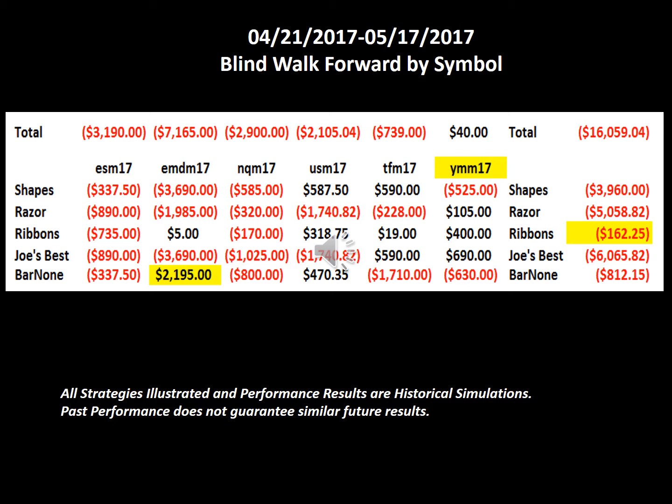Here's a new table that kind of shows you the whole results. You can see that the best commodity this month with my stuff has been the mini Dow. That's the one I trade with razor, and the best individual trader was the bar none on the mid cap, and the best group was the ribbons, only losing $162 on all the trades. I think it was 53 trades in that.